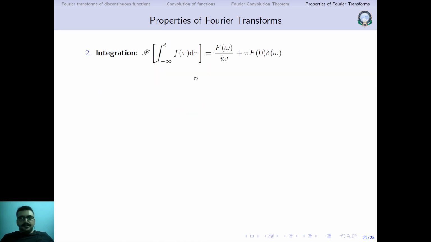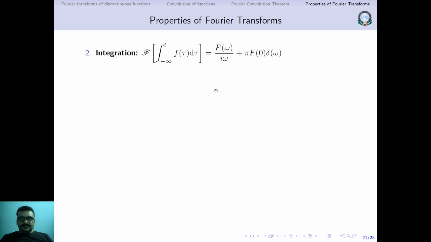Next, one more property is integration. If I have a function f of t and you integrate this function using a dummy variable tau, from minus infinity till t, and then you take the Fourier transform of this, that will be nothing but the Fourier transform of the original function divided by i omega, plus pi F of 0 delta omega, the Dirac delta function in the frequency domain, in the omega domain.